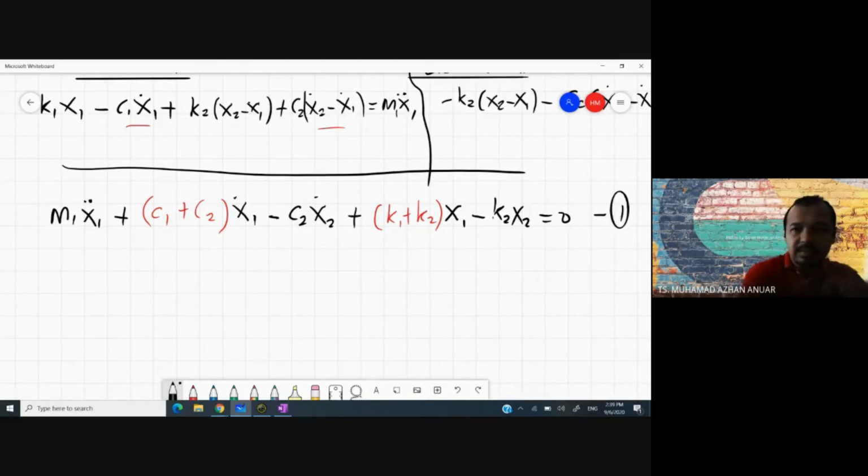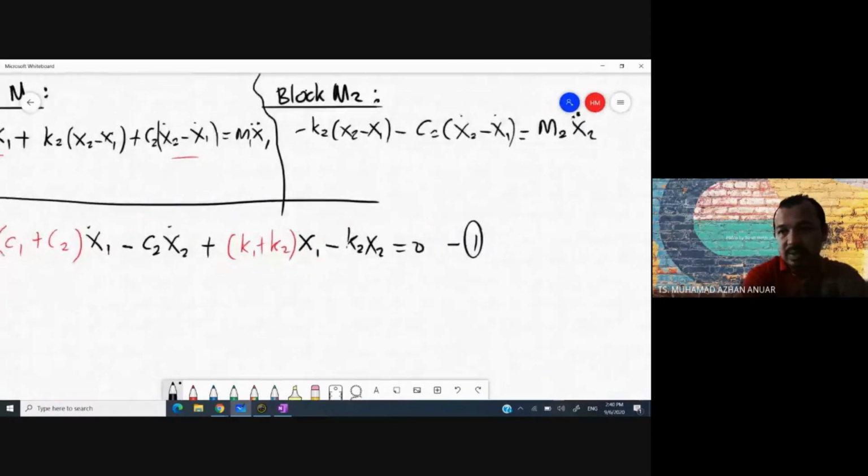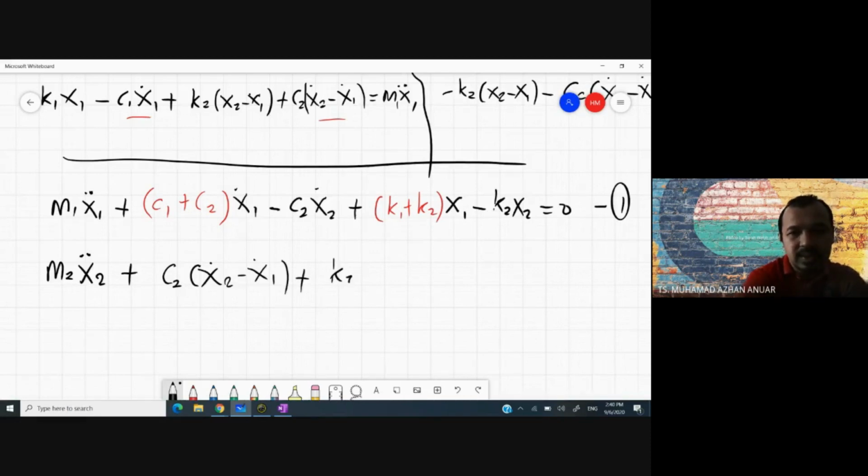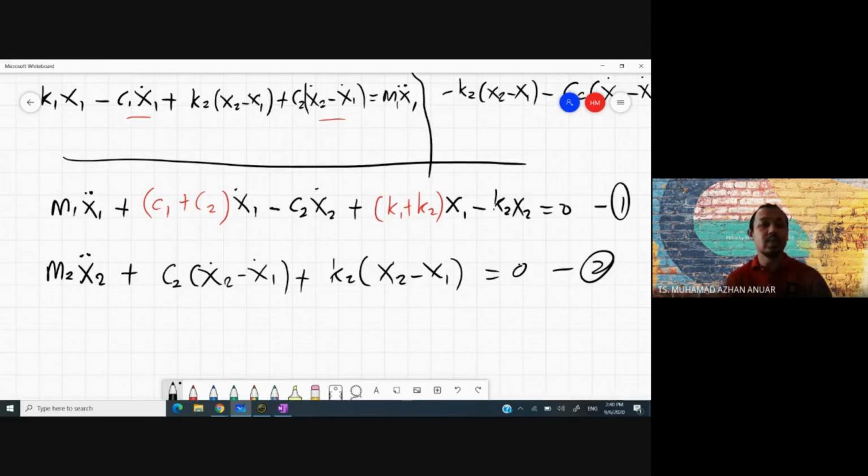And then from the second block, we have M2 X double dot 2, plus C2 times X dot 2 minus X dot 1, plus K2 times X2 minus X1. That is equal to 0. This is equation number 2. So we get 2 equations representing block M1 and M2 representing the system.